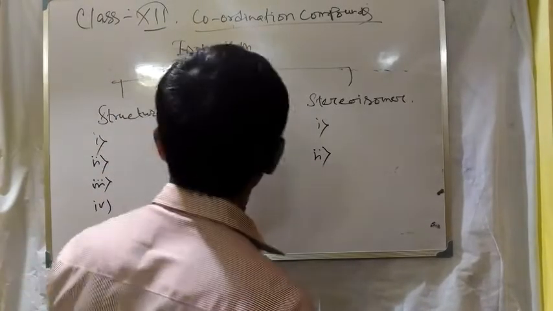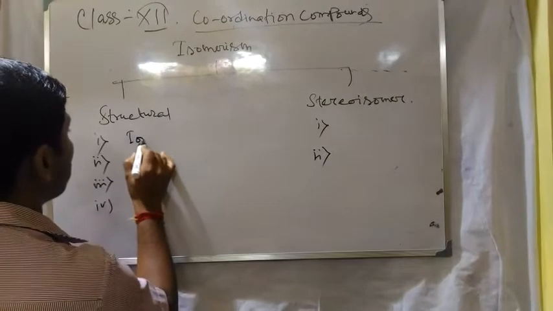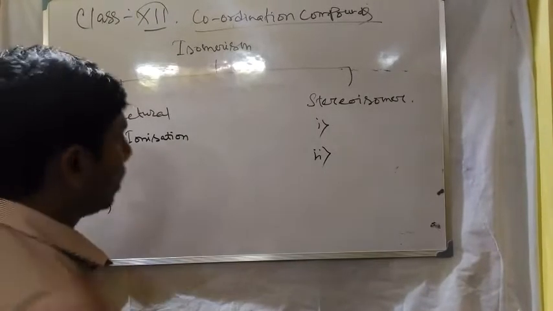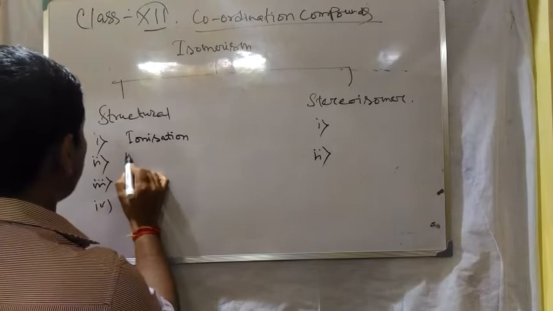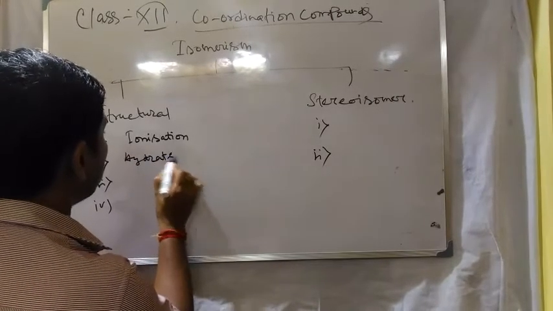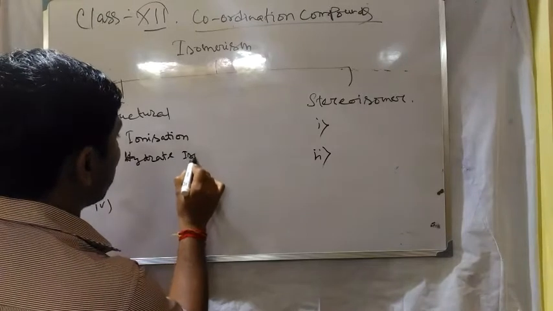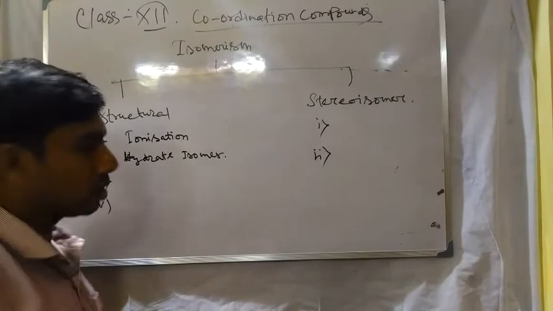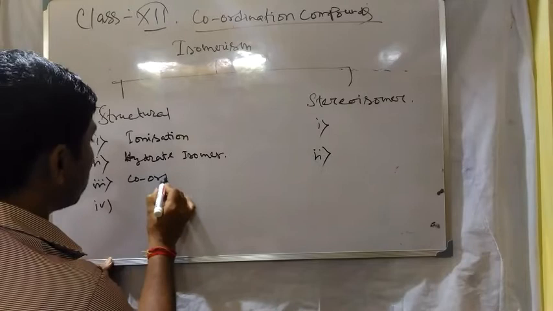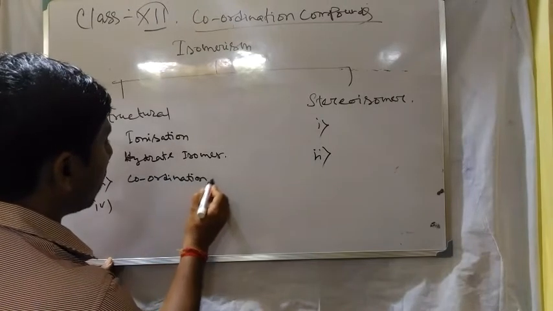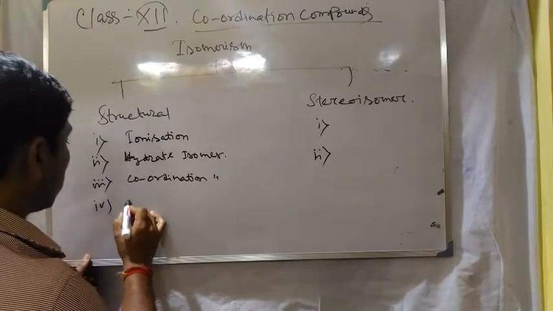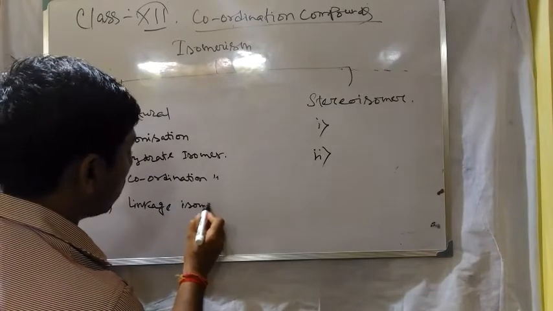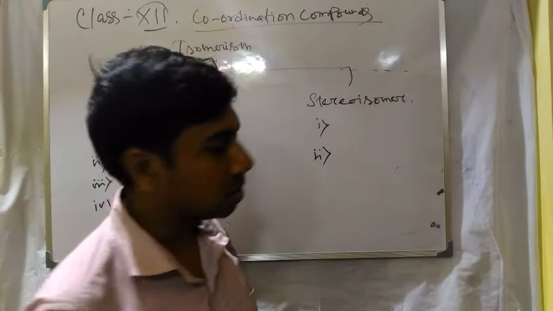Now, first of all, the structural isomers are the ionization isomer, next the hydrate isomer, third the coordination isomer, and fourth the linkage isomer. And then stereoisomer. What is stereoisomer?